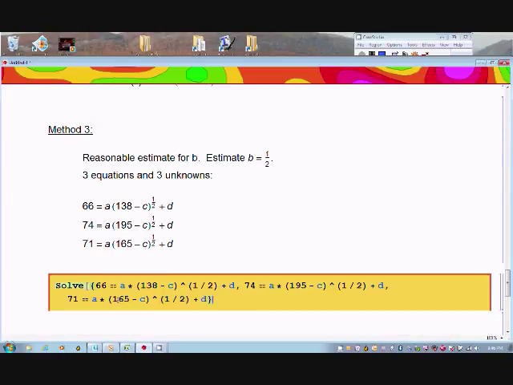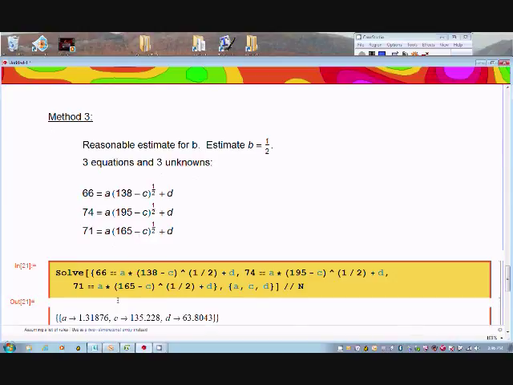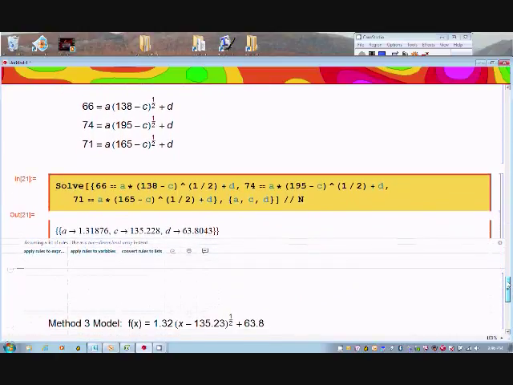So those are our 3 equations. Hopefully I didn't type anything wrong. And our 3 unknowns are a, c, and d. And we want number values. So we get an a of 1.31876, a c of 135.228, and a d of 63.8. So when we round that and using method 3, we get the model of f of x equals 1.32 times x minus 135.23 to the 1/2 plus 63.8.